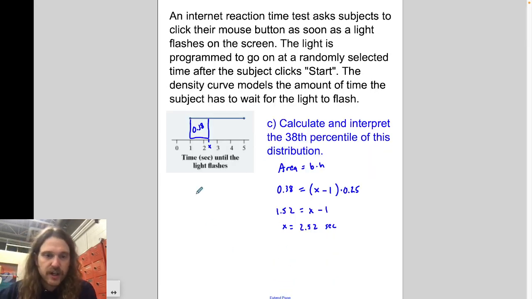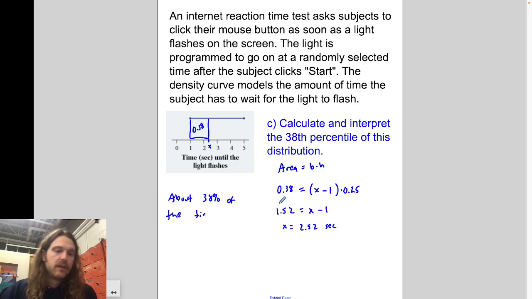My drawing wasn't super accurate here, but it also says interpret. The interpretation is that about 38% of the time, the light will flash before 2.52 seconds.